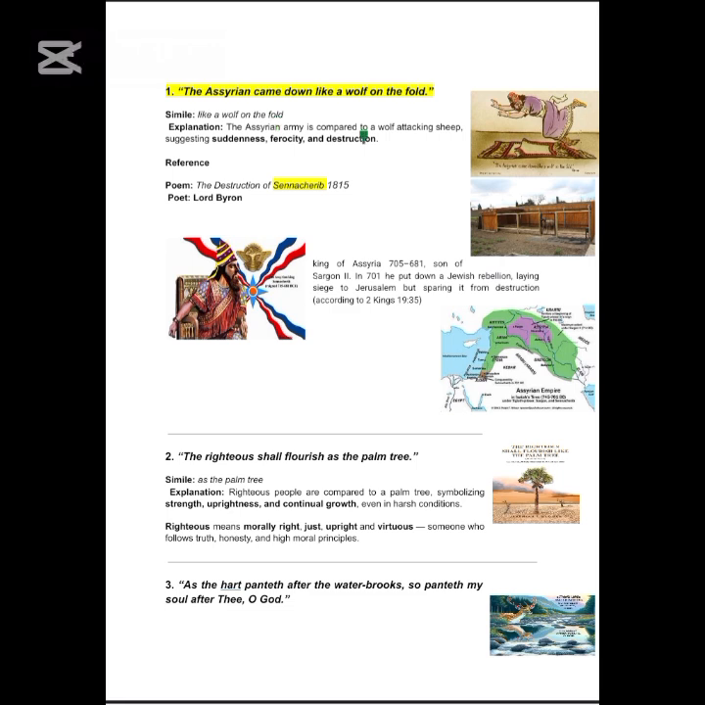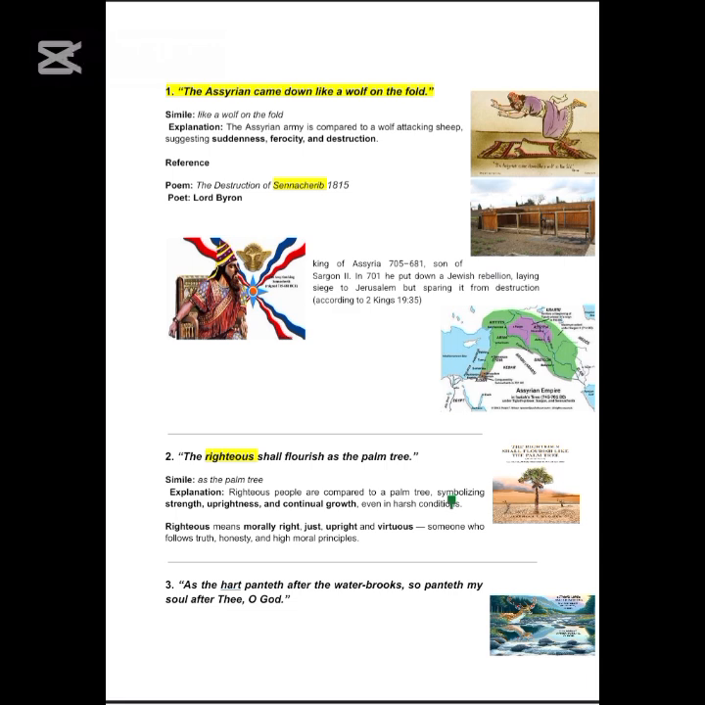Next one is: the righteous shall flourish as the palm tree. What is the meaning of the righteous? Righteous means a person who is very upright, very just, honored, and very virtuous. And shall flourish. Flourish means he can progress. As the palm tree. Righteous people are compared to a palm tree, symbolizing strength, uprightness, and continual growth even in harsh conditions.